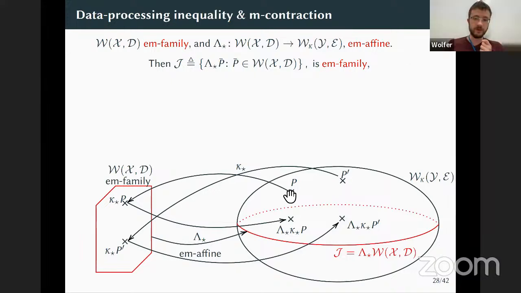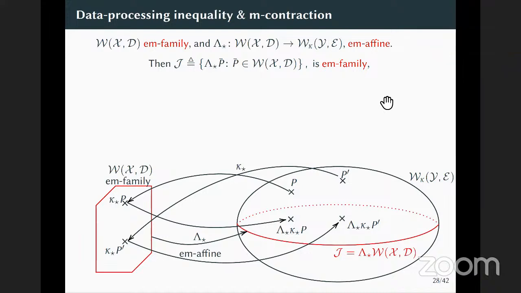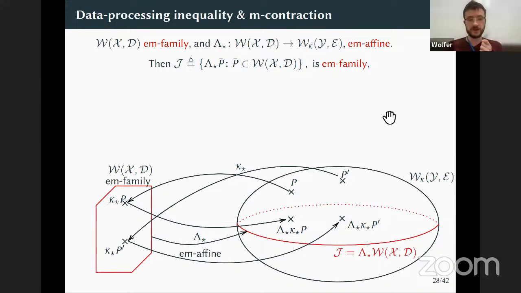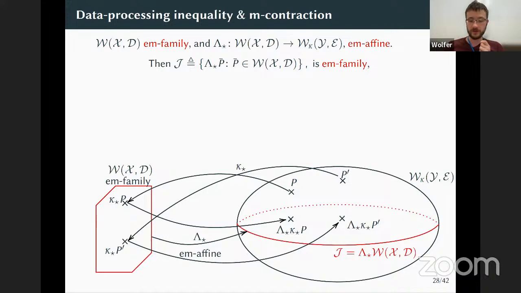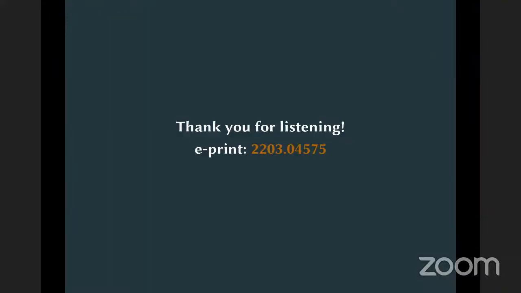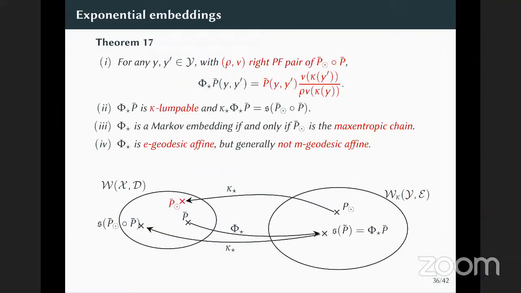So this was an example to show that processing by lumping and embedding again can be understood as an M projection. This was an illustration. Now, if you want, I can show you an example where this sort of information processing can be interesting.